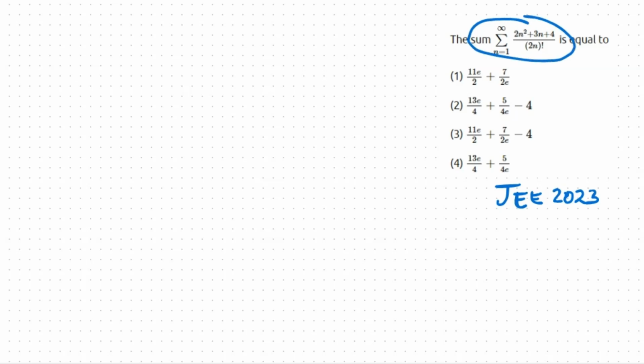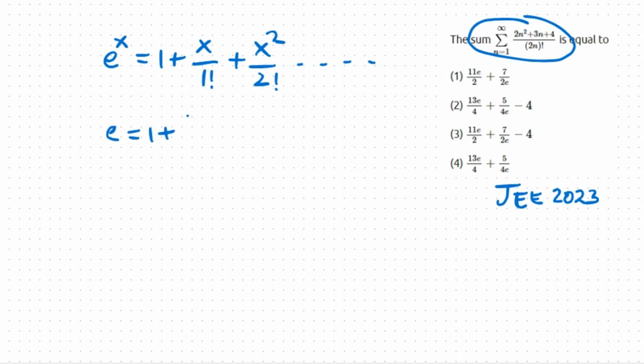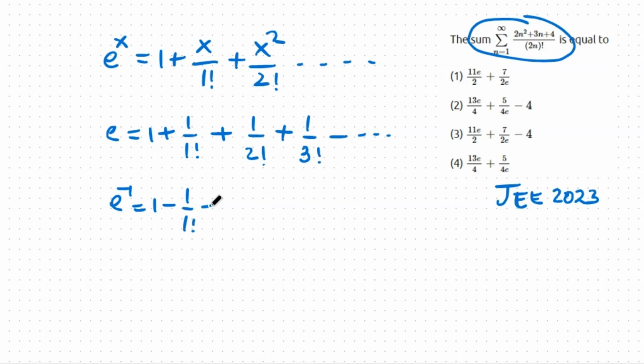solving this expression. Before starting the question, let's write some sequences. e power x equal to 1 plus x by 1 factorial plus x square by 2 factorial and so on, and e equal to 1 plus 1 by 1 factorial plus 1 by 2 factorial plus 1 by 3 factorial and so on. e inverse equal to 1 minus 1 by 1 factorial plus 1 by 2 factorial minus 1 by 3 factorial and so on.